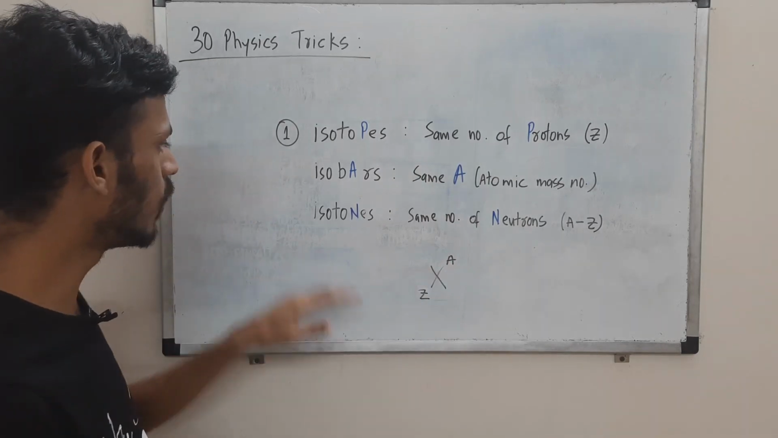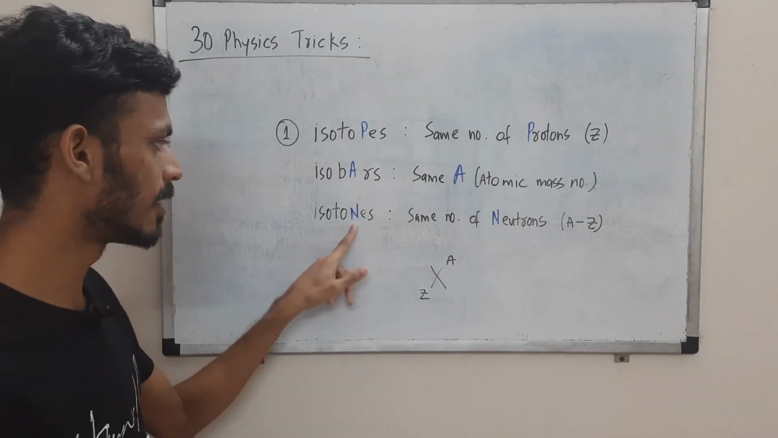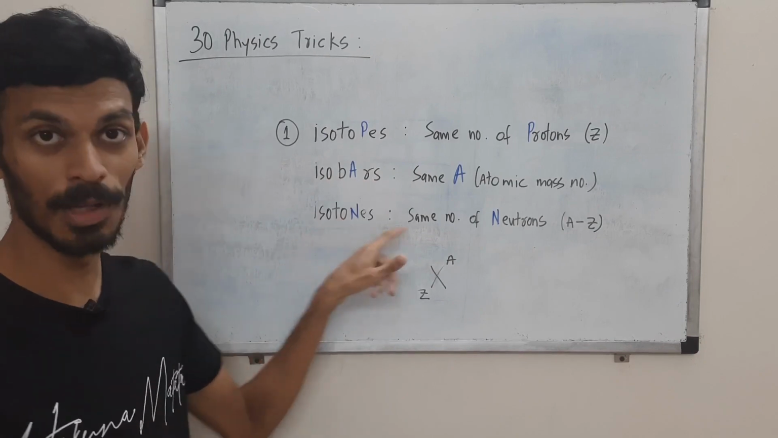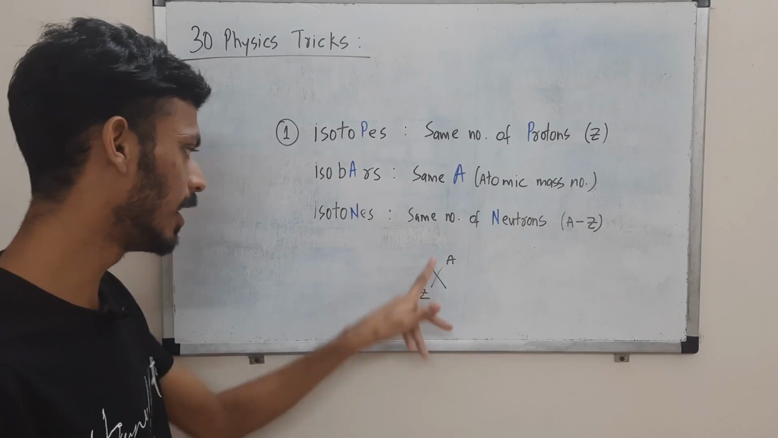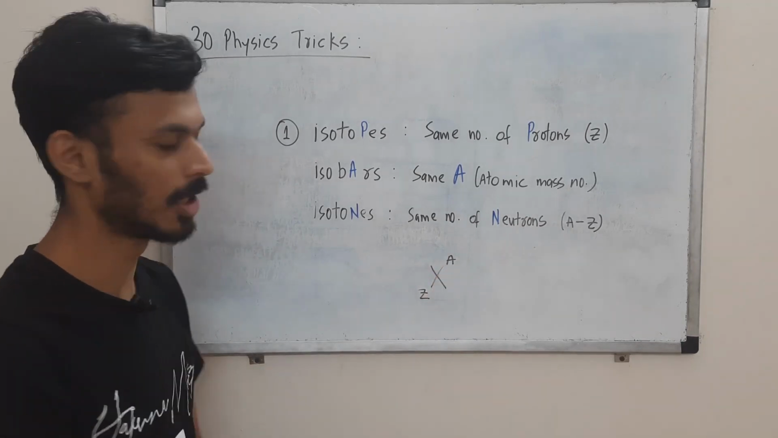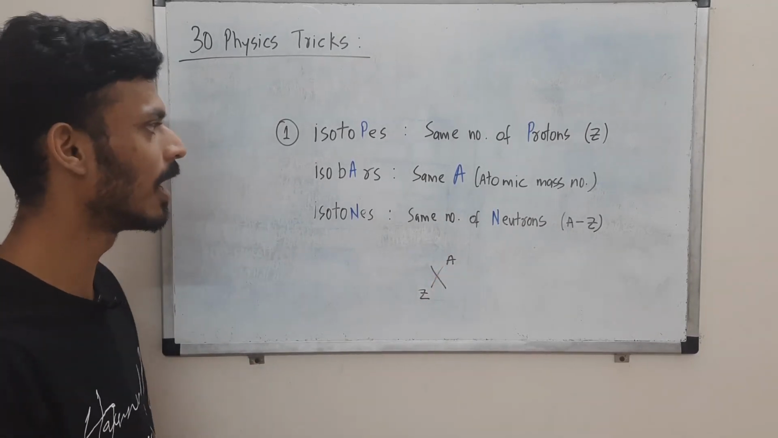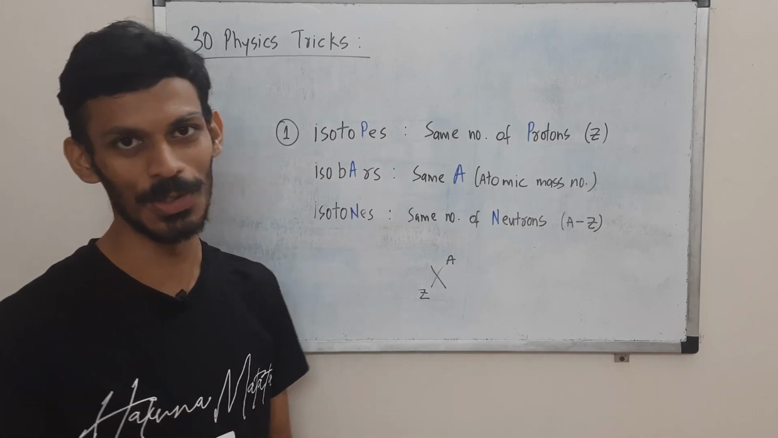And finally we have isotones. It has an N in place of P, which means same number of neutrons. Neutrons will be given by A minus Z, right? Number of neutrons is A minus Z. So this is a simple way of remembering isotopes, isobars and isotones.